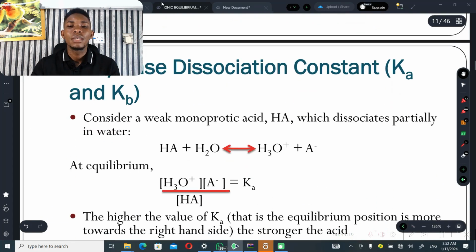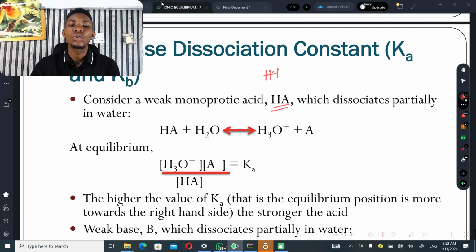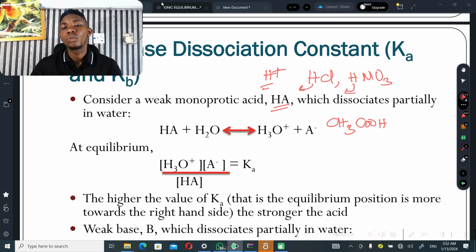Now, acid and base dissociation constants, Ka and Kb. Consider a weak monoprotic acid. When we talk about a monoprotic acid, it is an acid that can only give out one proton. For instance, HCl is monoprotic. Are you getting it? HNO3 is monoprotic. Reason being that these acids can only give out what? One proton. Also, CH3COOH is monoprotic because it can only give out this H here.